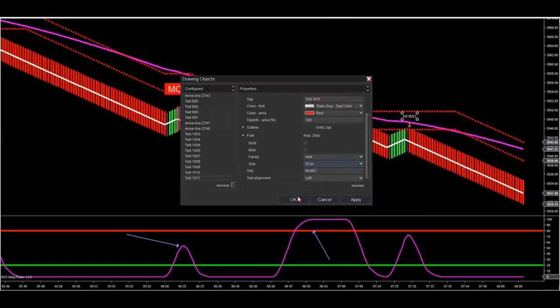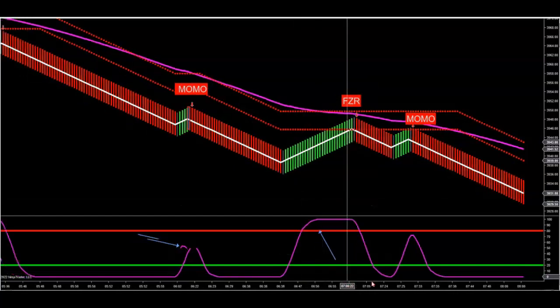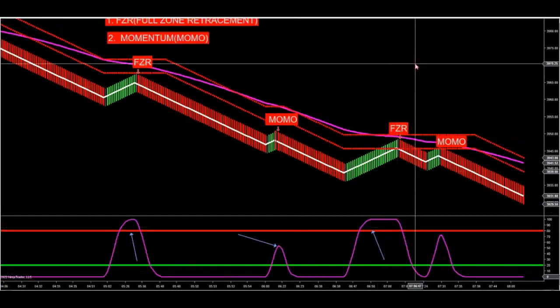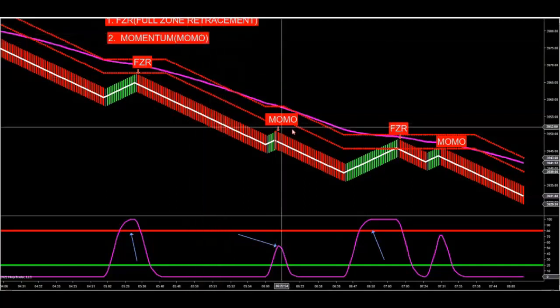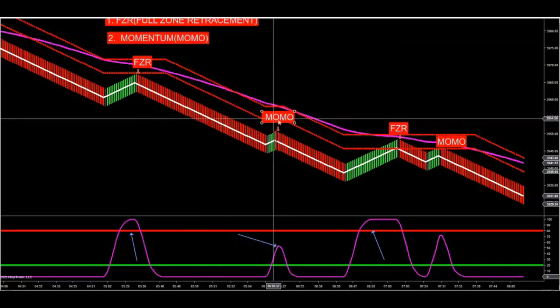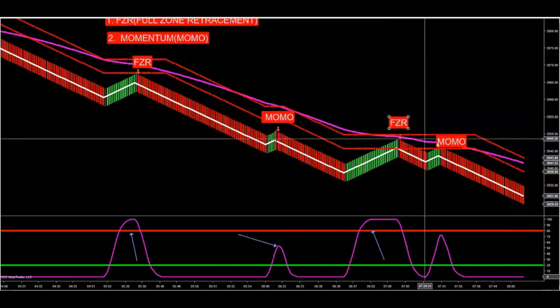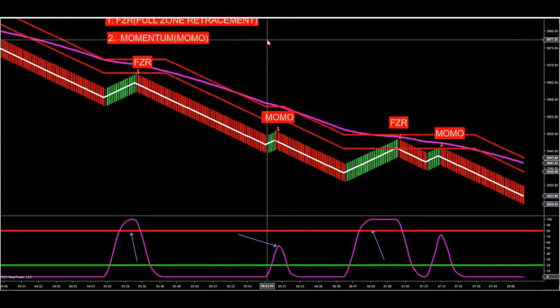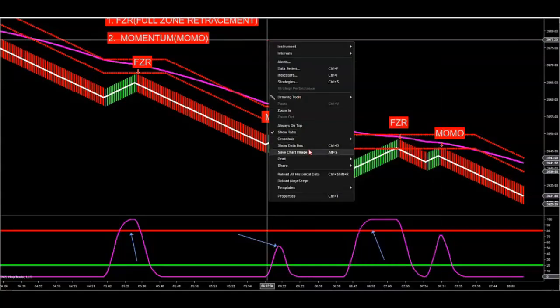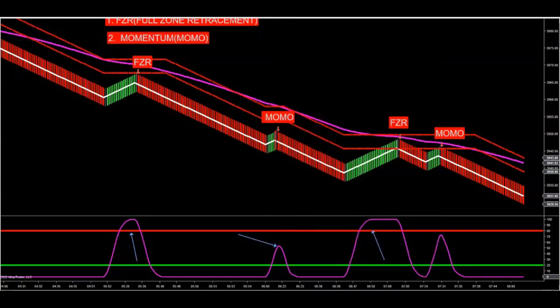So keep it simple. Now, this is a 20 Renko, right? So those are the setups we had this morning: full zone retracement, momentum Momo. All right, there we go. Now, what if... I'll take a picture of this. I'll send this out to you guys so you can understand here this morning.